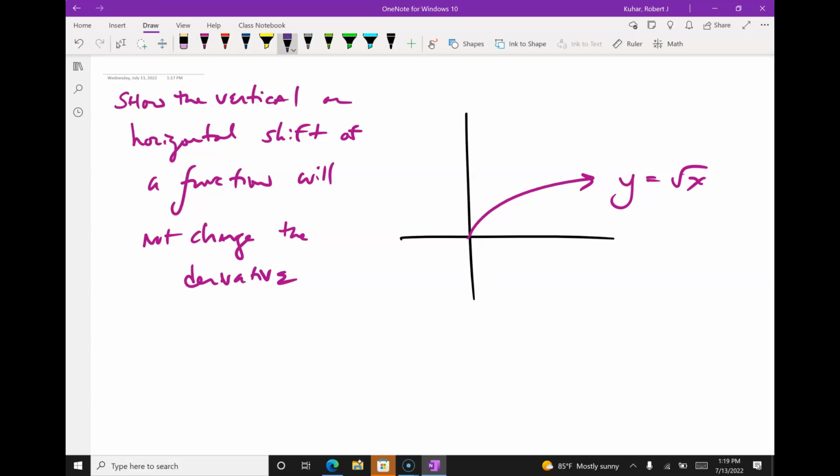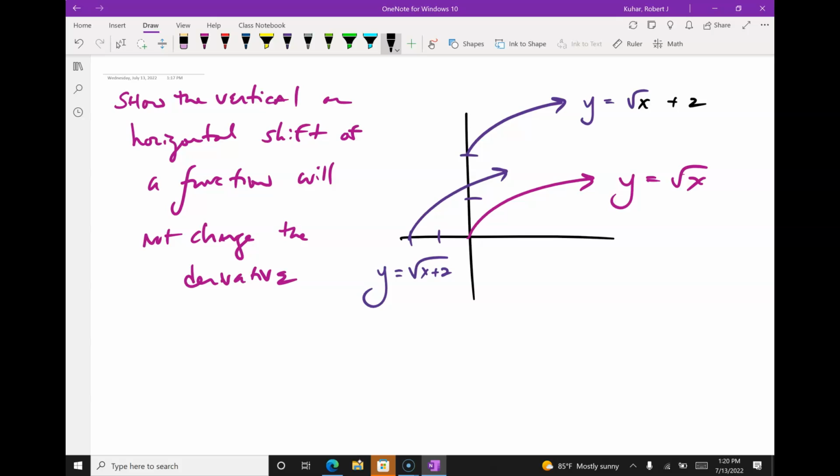So if I shift this guy over to here, or I shift it up to here, those derivatives will not change. So this one is y equals square root of x plus 2, and this one is y equals square root of the quantity x plus 2. So my slope right here will be the slope over here, or the slope up here. You see what I'm saying?